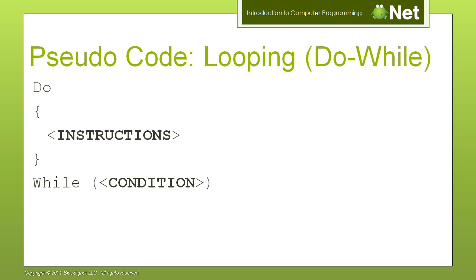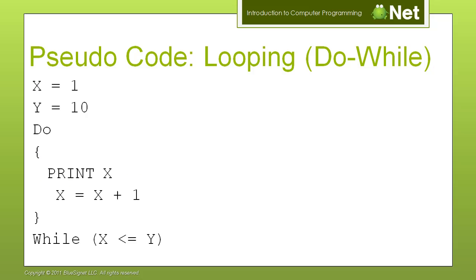Until that condition is false. So here's an example of a do-while loop where we set x equal to 1, y equal to 10, and then we print to the user the value of x and increment x. While x is less than or equal to y, which is 10, repeat this loop. The important thing to note here is that x is consistently increasing, and x is also being used in our decision statement below.